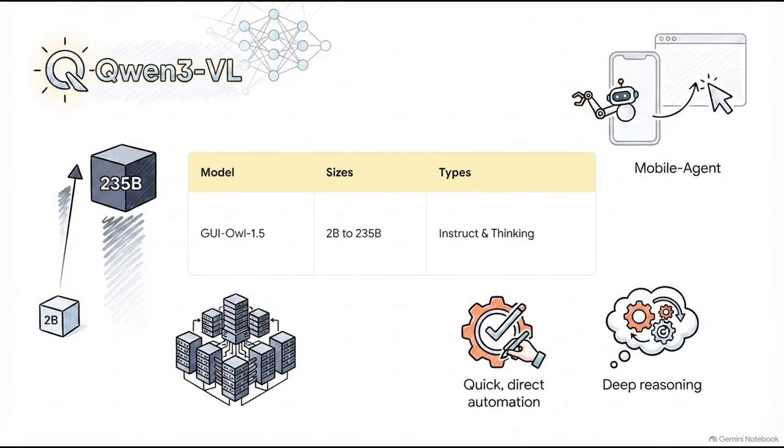Now, under the hood, it's built on the impressive Qwen 3 VL architecture, and the GUI 1.5 family offers incredible scalability. I mean, the sheer range here goes from a super lightweight 2 billion parameter model all the way up to a massive 235 billion parameter behemoth. Plus, they offer both instruct and thinking types, which lets developers dial in the perfect balance between raw speed and deep reasoning depending on what they're trying to automate.